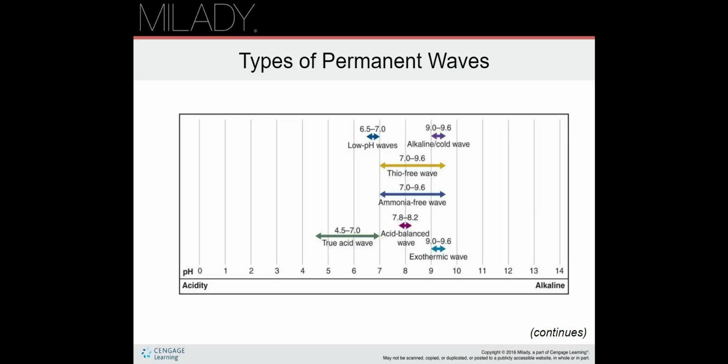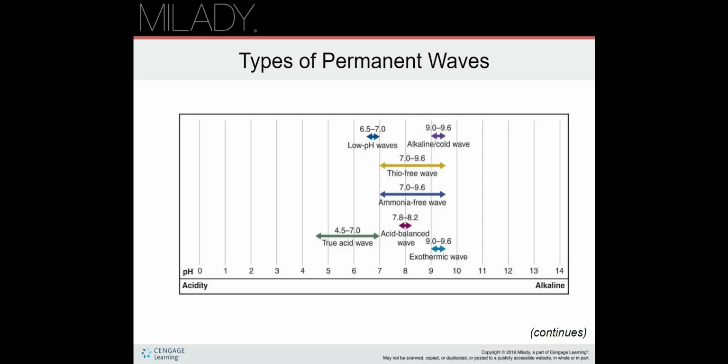Okay, so here are some different types of permanent waves. At the top there, you can see the pH scale, 0 to 14. On the top, we have low pH waves. That is 6.5 to 7.0. Then if you go to the right, it's higher on the pH scale, and that's the alkaline or the cold waves, and that is 9.0 to 9.6.